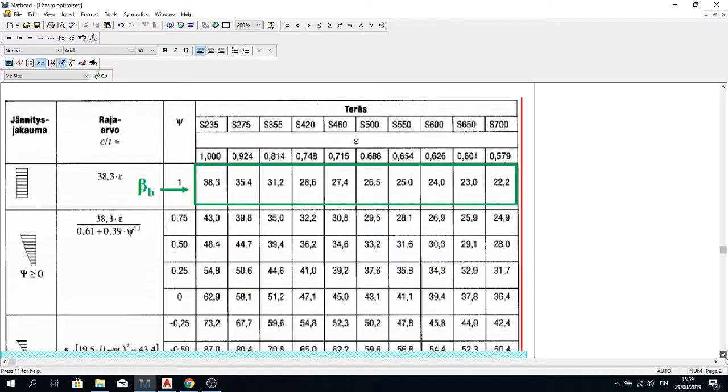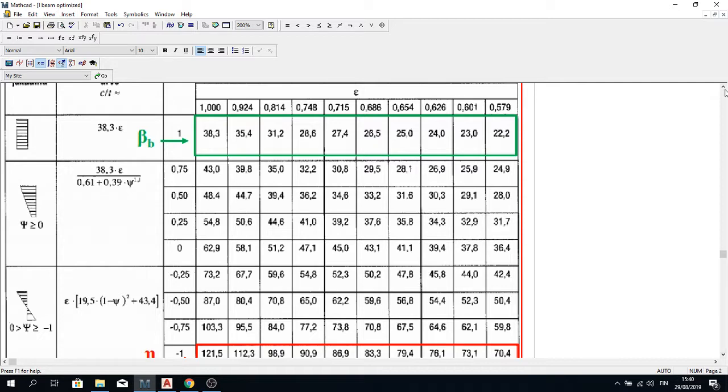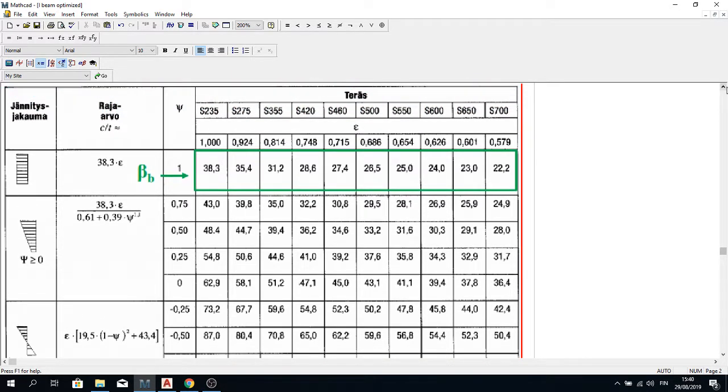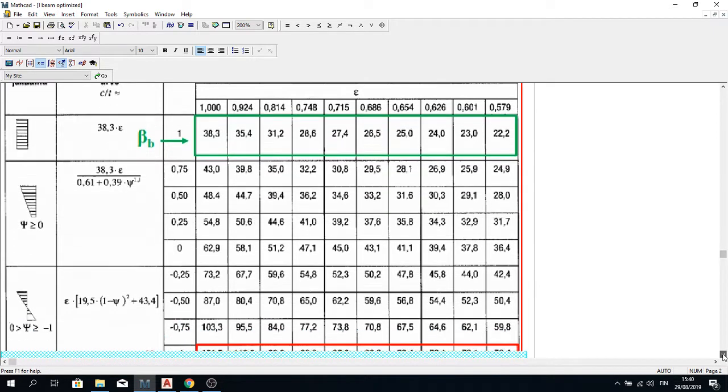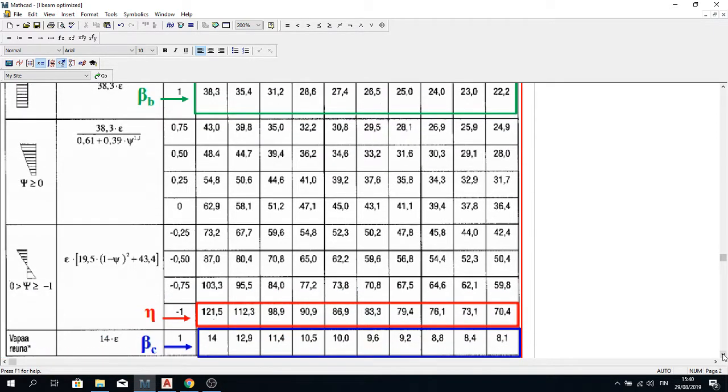Since we have S355, the beta factor here says free outstand. In case of I-beam, it's free outstand because the flanges of I-beams are open, so this is why this is open outstand. But if we are having a box beam, then we have to switch it to this over here, and this is completely different than this one, and the neta factor is here.